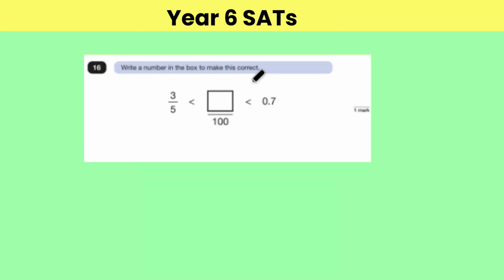Write a number in the box to make this correct. 3/5 is less than a number over 100, and it's less than 0.7. Now to do this, the best thing to do would be to make everything over 100.